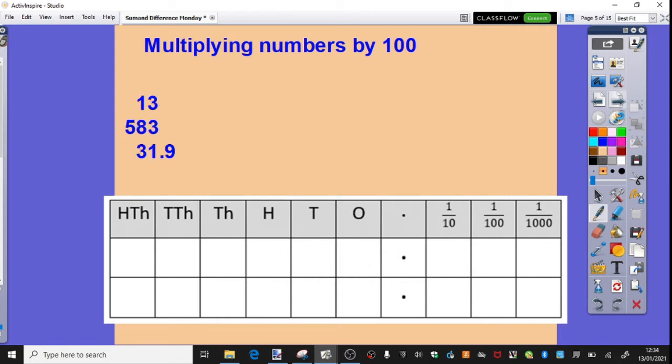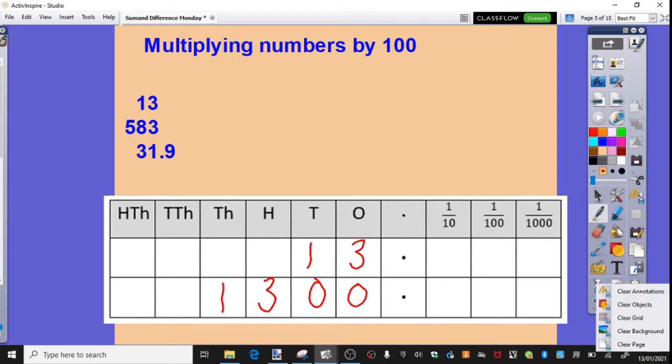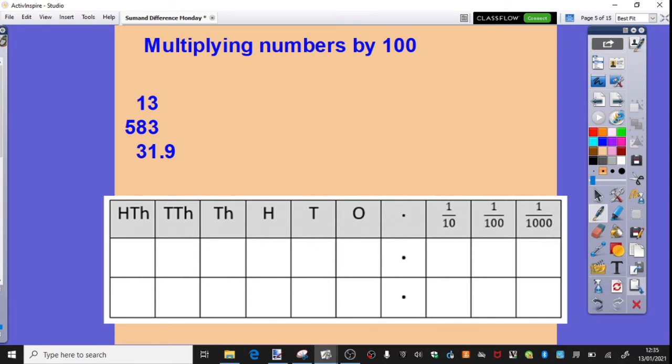Okay, let's look at these next ones then. So this time we've got the number 13 and we're going to multiply it by 100. So this time the numbers move 2 places to the left. So our 1 moves to the thousands, our 3 to the hundreds, and then we must make sure we have our place value holders for 1,300.